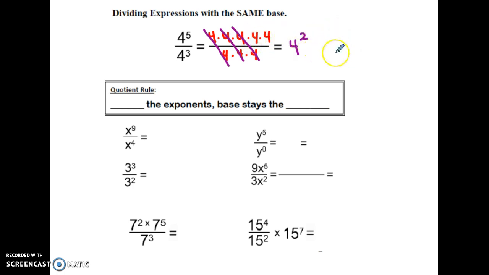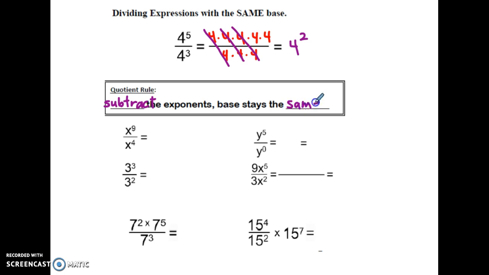Yes, we can equal this to 16 if we want to, but right now we're focusing on what's called the quotient rule. The quotient rule actually has us subtract our exponents. If you see what we did up top, we were canceling numbers that divided by themselves, but if you think about it, we had 5 to begin with. Since we canceled out 3, we were actually subtracting the 3 that were on the bottom. So 5 minus 3 gave us our 4 squared. The base must stay the same.